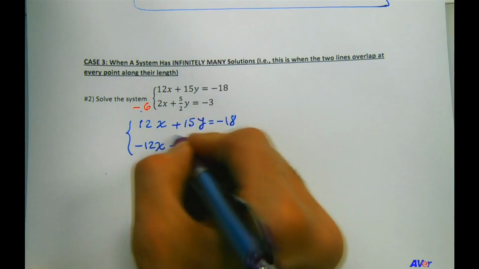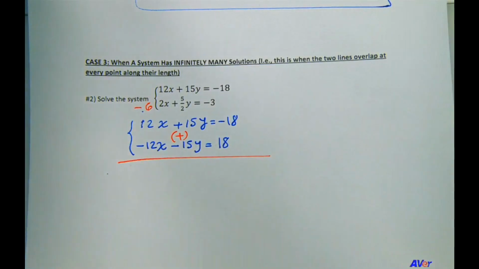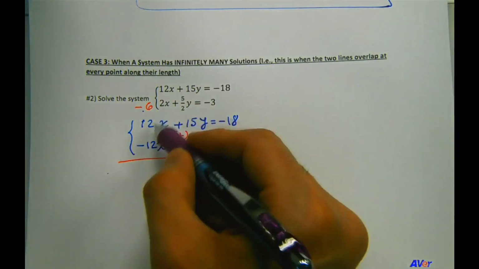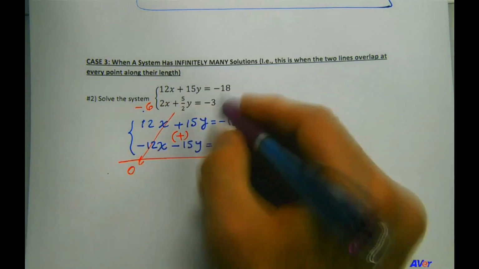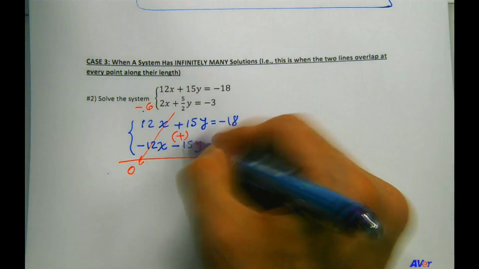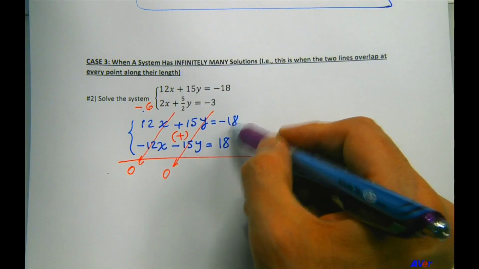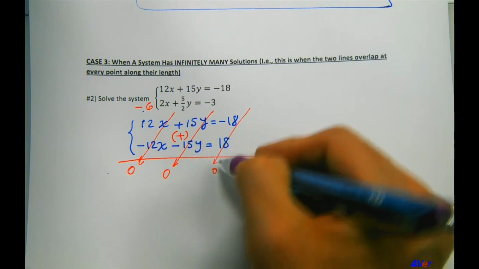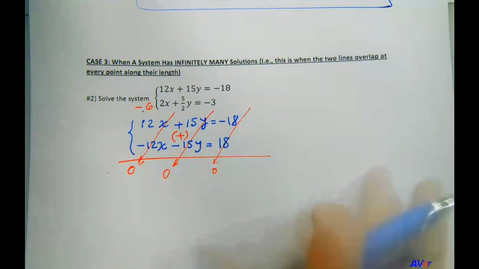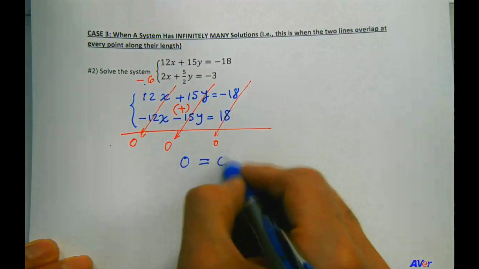So now we're going to add the two equations. Okay, so 12x plus minus 12x, they add up to 0. 15y plus minus 15y, they add up to 0. Minus 18 plus positive 18, they add up to 0. So what do we end up with? We end up with 0 on that side equaling 0.